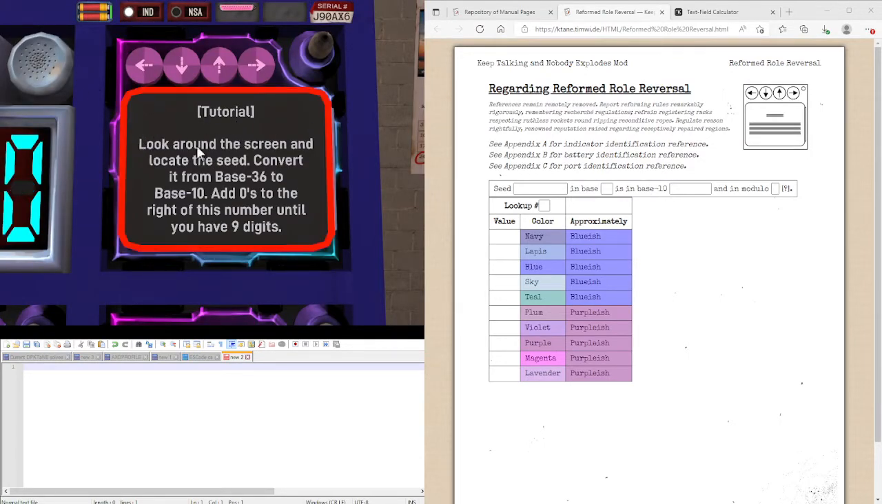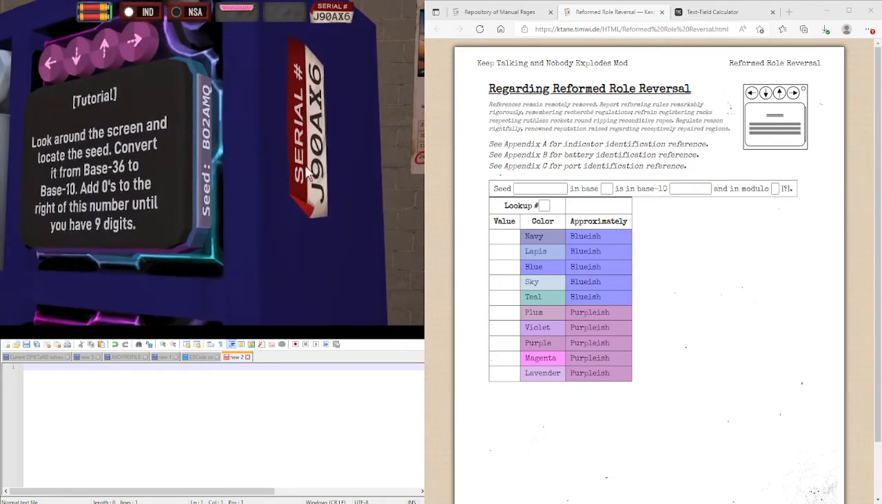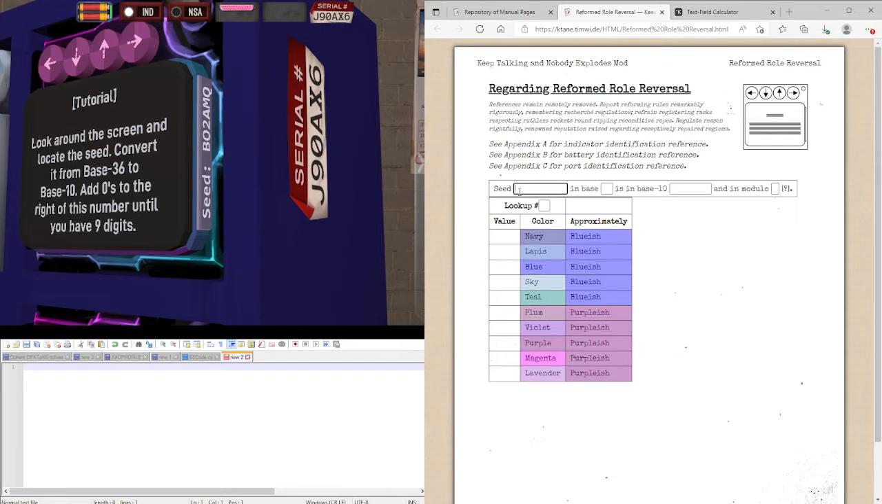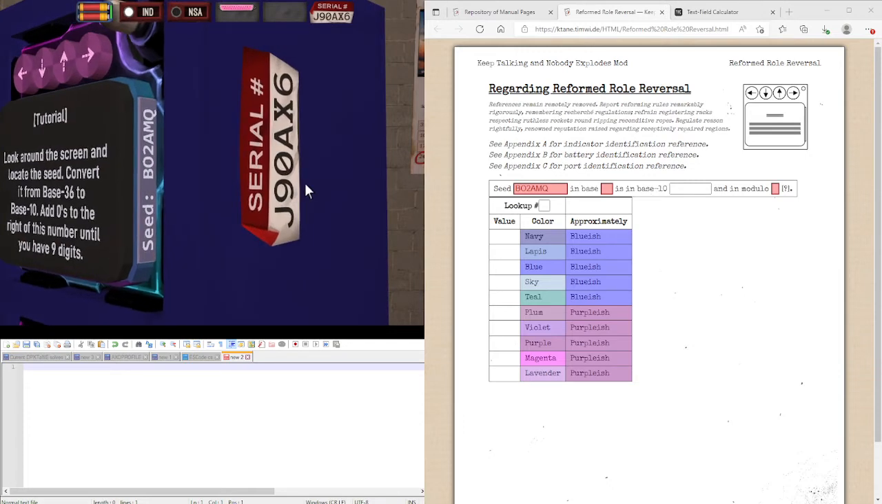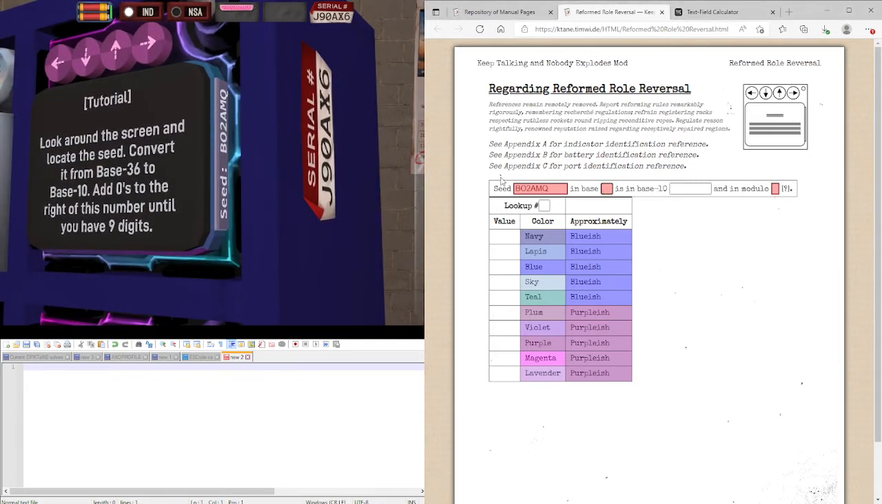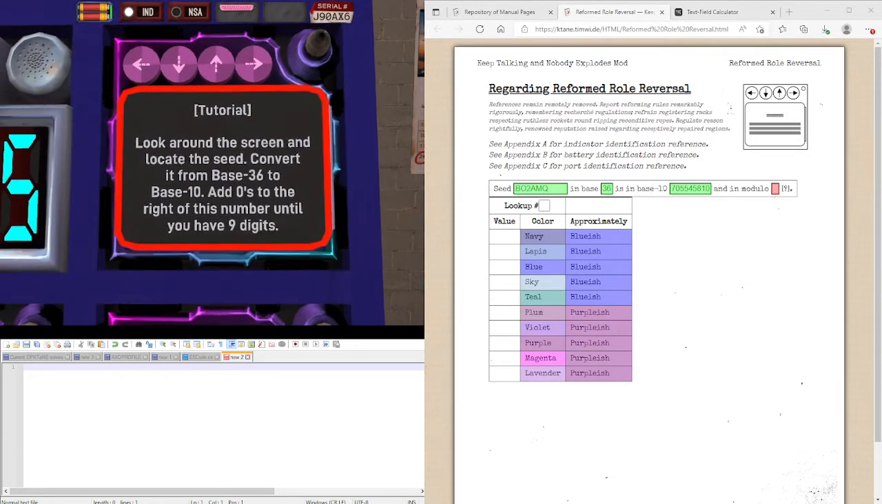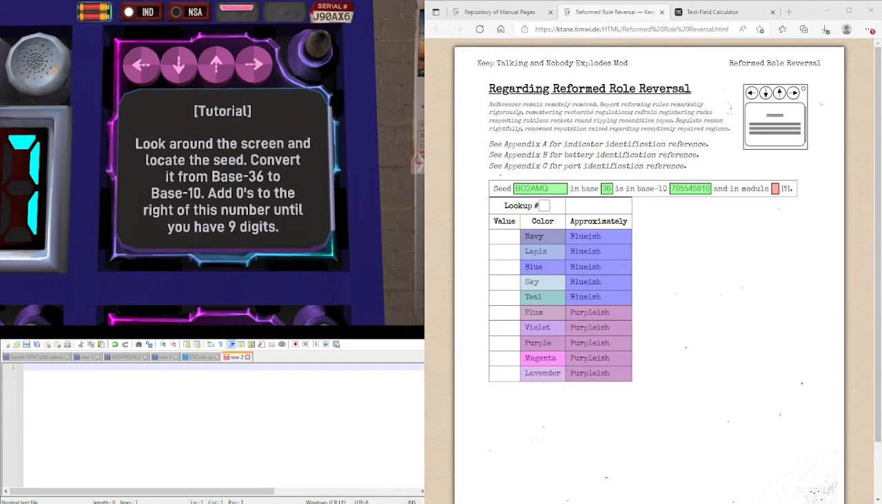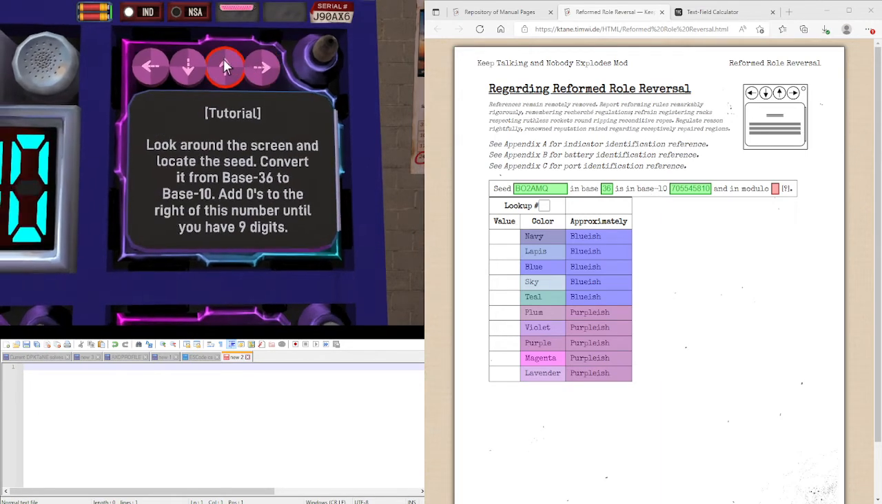So look at the screen and locate the seed. Here it is. So we can type the seed in here. The capitalization matters here. So Bravo, Oscar, 2, Alpha, Mike, Quebec. Then type in the base, which is 36. You're given this number. Add 0 to the right of the number, up to 9 digits. We already have 9 digits, so we know how to do that.